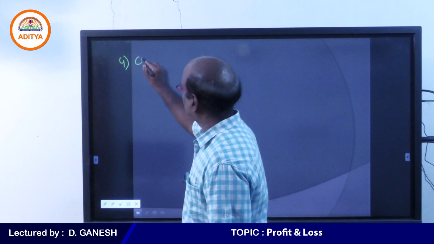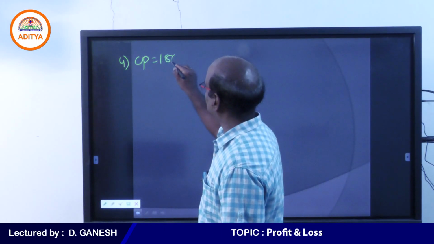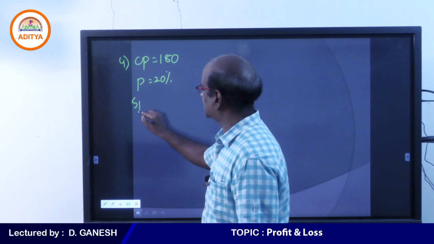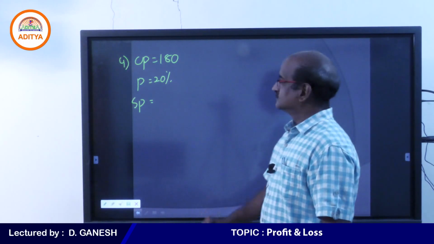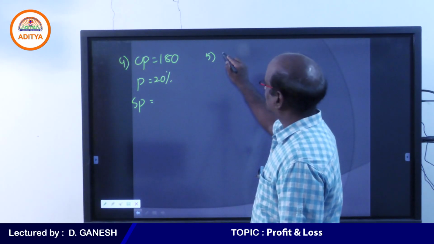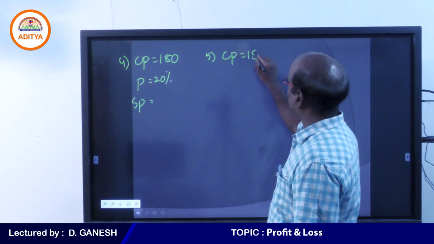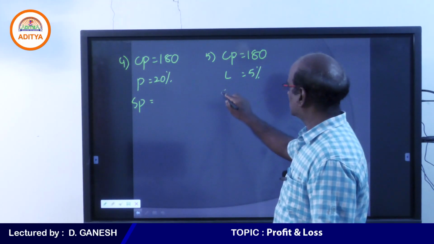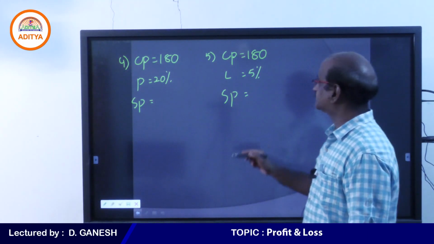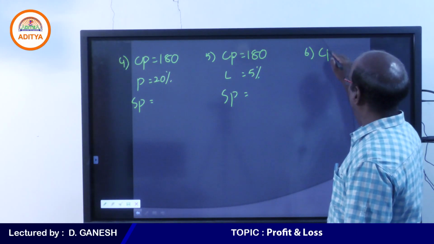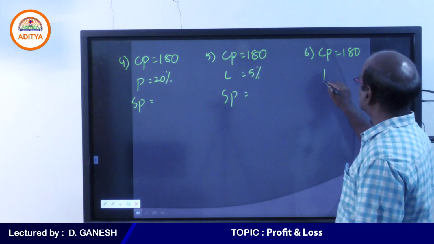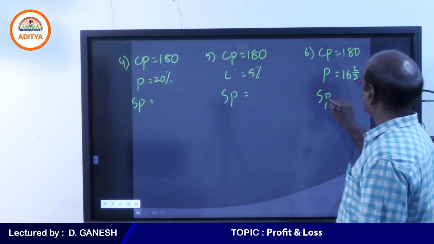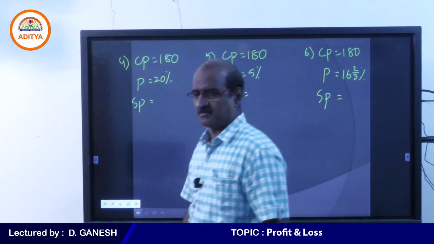Come on student, now please look at that. An article which was bought for 180 rupees is sold at a profit of 20%. Can you tell me what is the selling price? An article which was bought for 180 rupees is sold at a loss of just 5%. Can you tell me what is the selling price? An article which was bought for 180 rupees is sold at a profit of 16 2 by 3%. What should be the selling price?